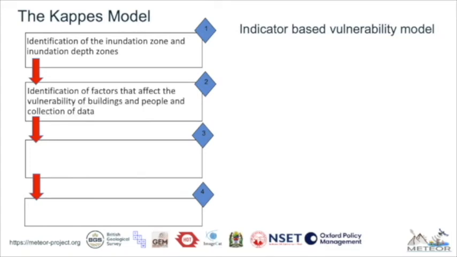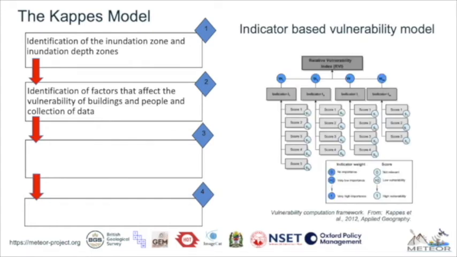The second step is the identification of factors that affect the vulnerability of buildings. This figure shows how indicators can be organized and weighted to create a relative vulnerability index. In Meteor, the factors that have been assessed are controlled by the input exposure data that was produced by ImageCat. The factors that are available and comparable across the hazards included in the Meteor project are the building materials and the number of floors in each building.